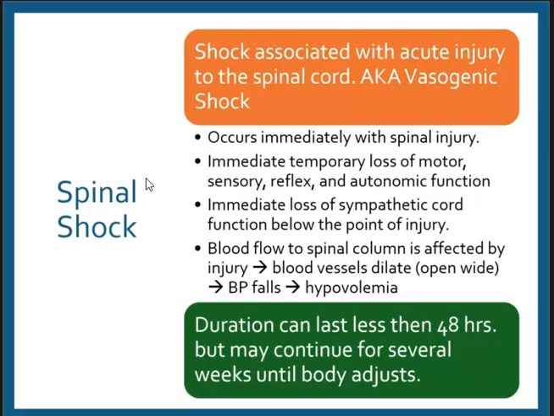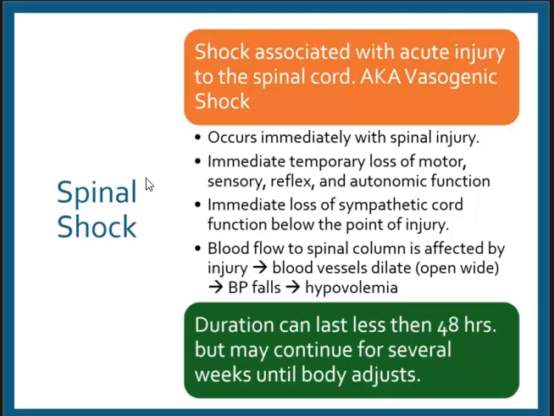Now, neurogenic shock can be confused with spinal shock. There are some differences. So shock associated with acute injury to the spinal cord. This is called vasogenic shock. Neurogenic shock and spinal shock, ways that we can differentiate. Spinal shock occurs immediately with the spinal cord injury. So immediate temporary loss of motor, sensory, reflex, and autonomic function. Immediate loss of sympathetic cord function below the point of injury. Blood flow to the spinal column is affected by that injury, so blood vessels are going to vasodilate, open up wide, blood pressure falls, and that equals hypovolemia.